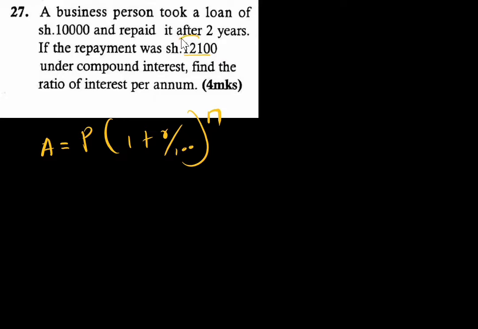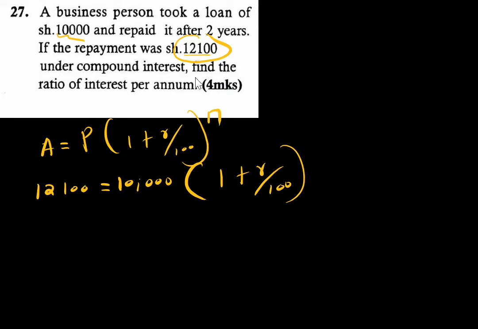So 12,100 is the amount. Where I have A, I put 12,100. So 12,100 is equals to the principal, which is the amount that this person took as a loan. So the principal is 10,000, into brackets 1 plus r over 100 raised to n. n is the number of years, so we have 2 years. To solve this, I'm going to divide both sides by 10,000. That's the first step, to remove this number.